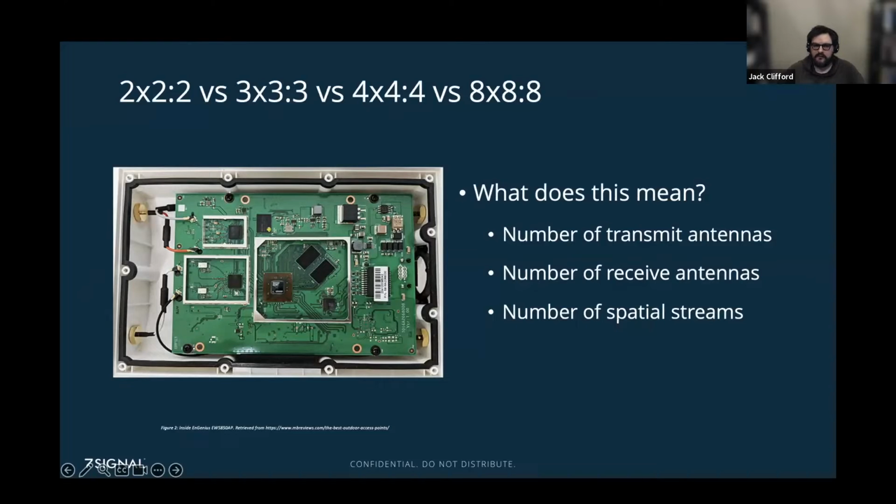And then typically if you see it written as 2x2 with a colon and then another number, that's the number of actual spatial streams. So how many of those transmit antennas can we utilize to actually send data? That's what we mean by the spatial streams.